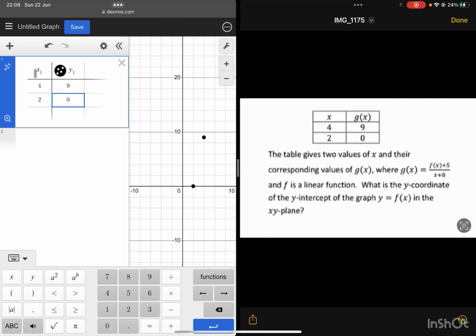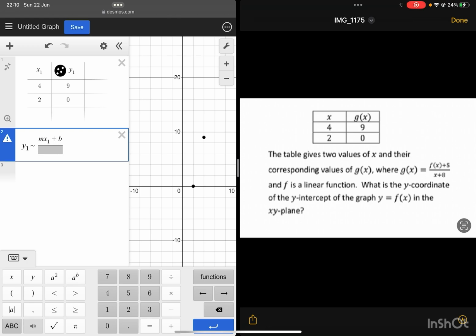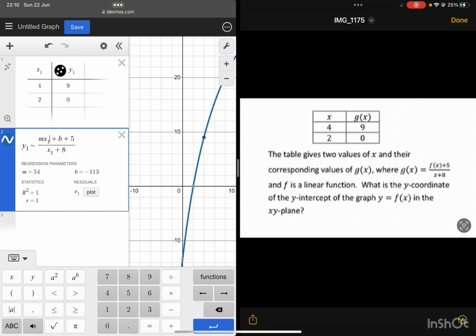like this. So we have x1, which corresponds to x in the question, and y1, which is g(x) in the question. And we're just simply going to put the whole equation with a similar-to symbol like this. But in this case, for f(x), we're going to put m x1 plus b, because that's the slope-intercept equation for f(x), and plus 5 over x plus 8 for x1. Gotta make sure that's all x1 and y1.